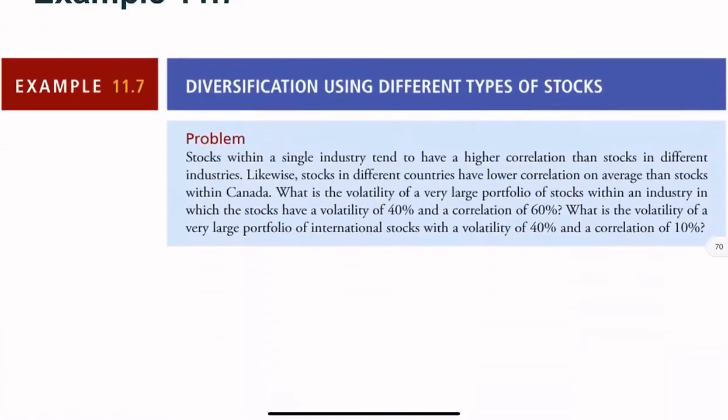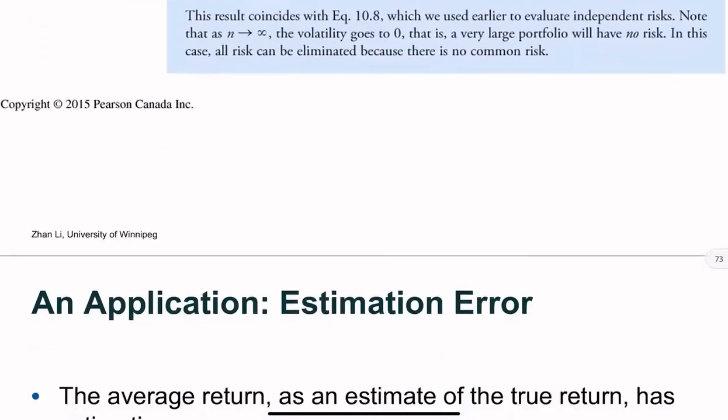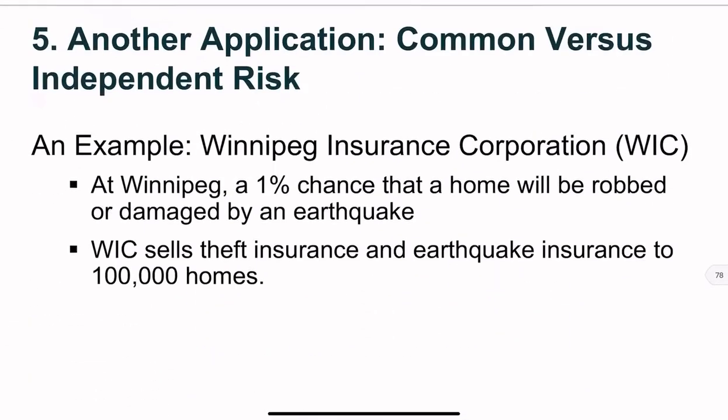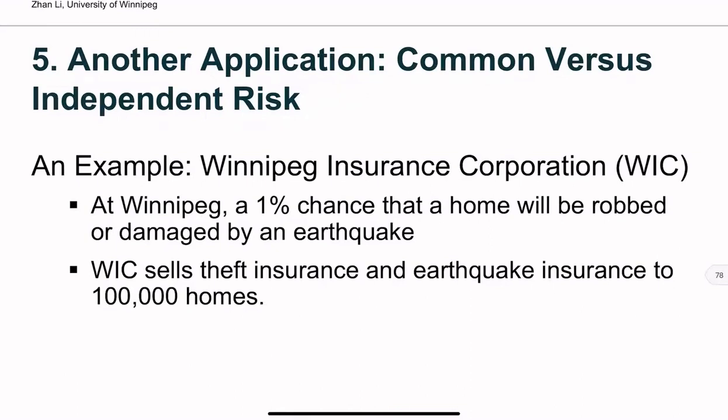So let's first start with a very interesting example. Okay, so let's say we have a firm which is called Winnipeg Insurance Corporation. Let's say at Winnipeg, there is a 1% chance that a home will be robbed or it will be damaged by an earthquake. Right? So there are two different events. The first is robbery. The second is earthquake. And each of them will happen with 1% chance.